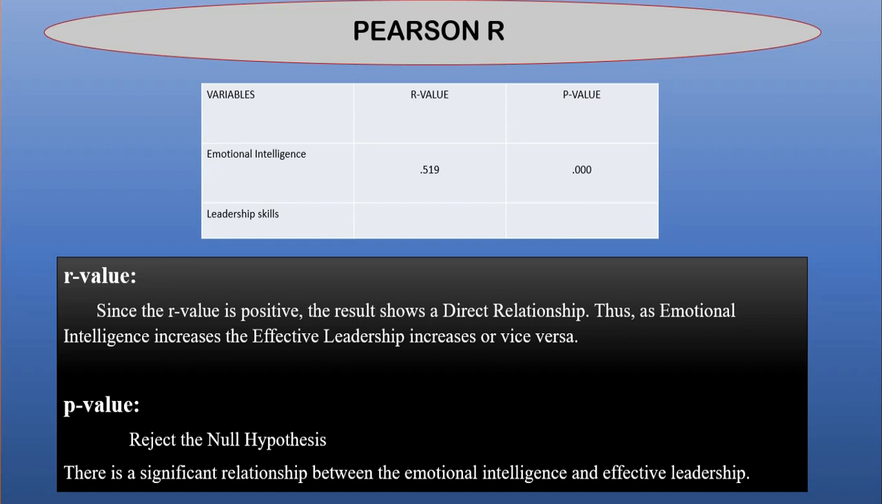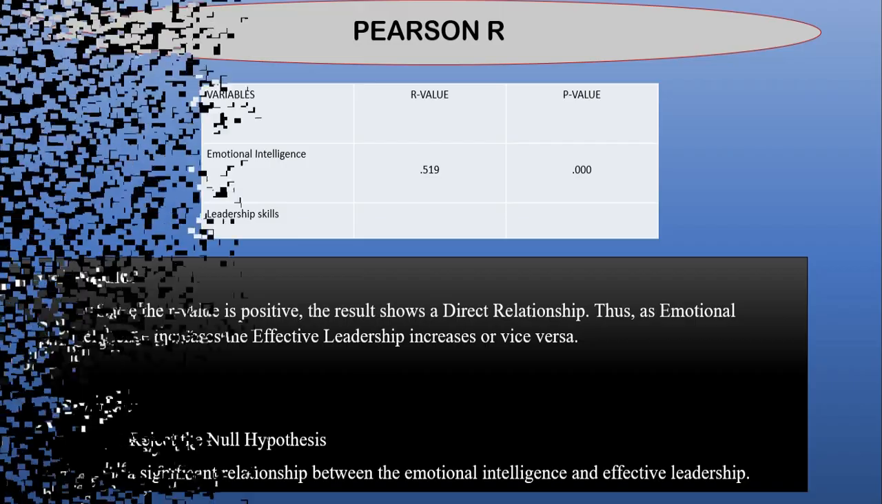Lastly, the p-value. It was said that we can reject the null hypothesis if the value is less than 0.05. Since our p-value is 0.00, we are going to reject the null hypothesis. Thus, there is a significant relationship between emotional intelligence and effective leadership. So now, I will give the floor to Mr. Nangko to discuss the ANOVA.